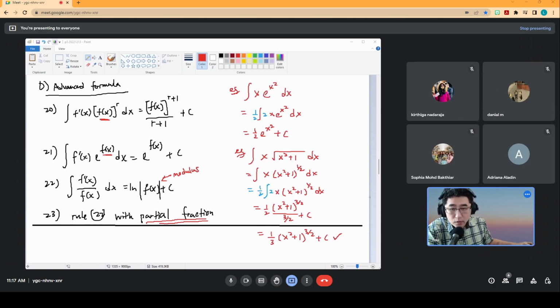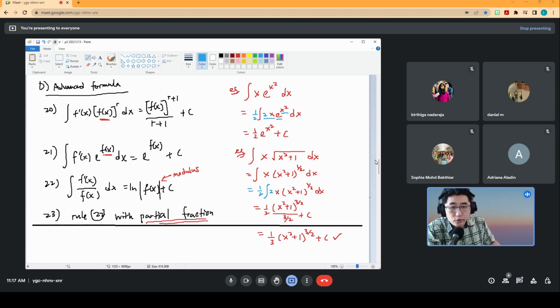Okay, the reason that we created a half is so that it helps us to manipulate and fit with the equations, to fit in the equation. So you can see that it's 2x and e to the power of x squared, which is by rule 21, in order to fulfill it.